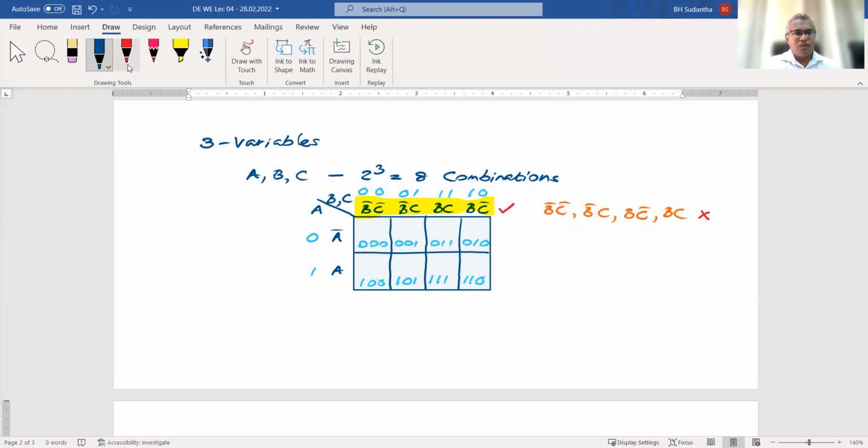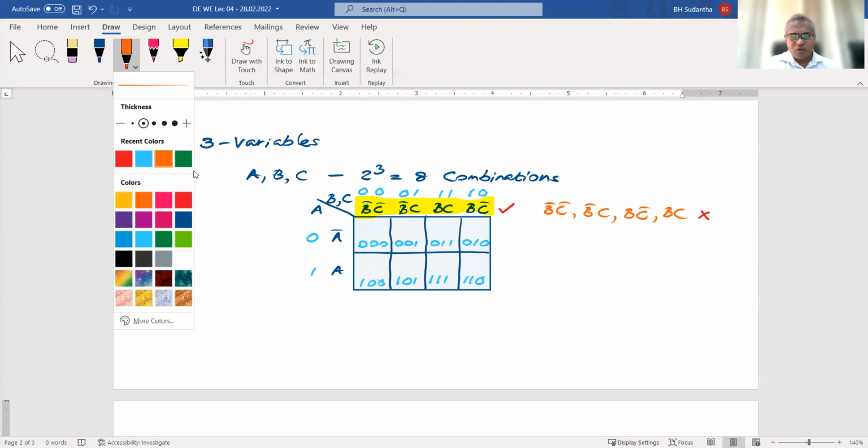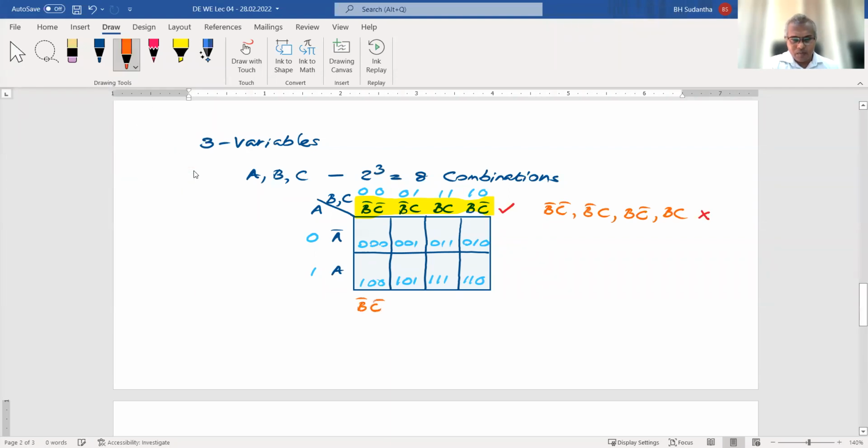Shall we put this on? To explain it, shall we put it this way? B bar C bar, B bar C, B C bar, B C. Assume that we have done it this way. Then what is the value? 0, 1, 1, 0, 1, 1. Then shall we put those values there? This is 1, 0, 0. This is 1, 0, 1. This is 1, 1, 0. This is 1, 1, 1. From top, this is 0, 0, 0, 0, 0, 1, 0, 1, 0, 0, 1.